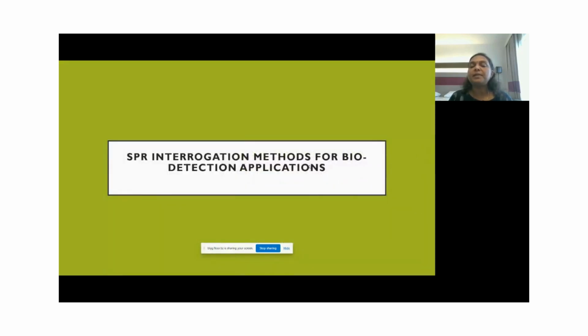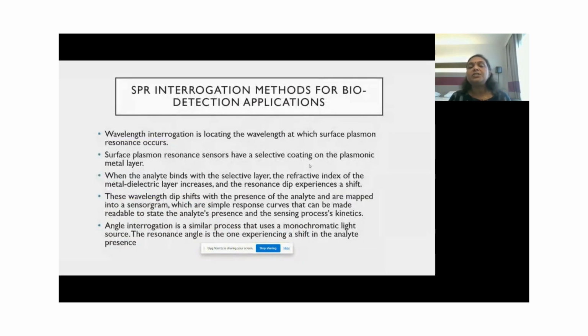SPR methods for biodetection application are presented, where wavelength interrogation locates the wavelength at which SPR occurs. SPR sensors have a selective coating of plasmonic metal layer, and when the analyte binds with the selective layer, the refractive index of the metal dielectric layer increases. Therefore, the resonance dip experiences a shift. Those wavelength dip shifts with the presence of analyte are then mapped with the sensorgram, which is a simple resonance curve that can be made readable to the state where the analyte presence and the sensing process kinetics are detected. Angle interrogation is a similar process that uses a monochromatic light source, and the resonance angle experiences a shift in the presence of analyte.